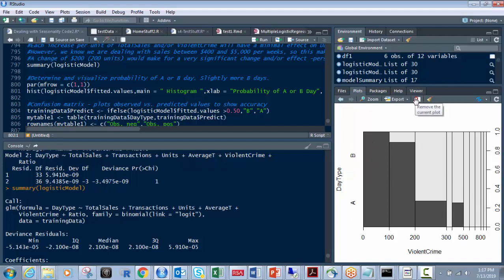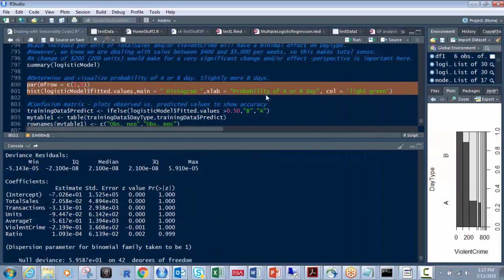You could also do this with total sales and other pieces of it. I'm just showing you with that. So now we're going to take the same code, a little bit different, and make a histogram of the probability of an A or B day. Instead of just looking at that, we'll show you the chances of us having an A or B day. Are there more A days or more B days? So let's run that.